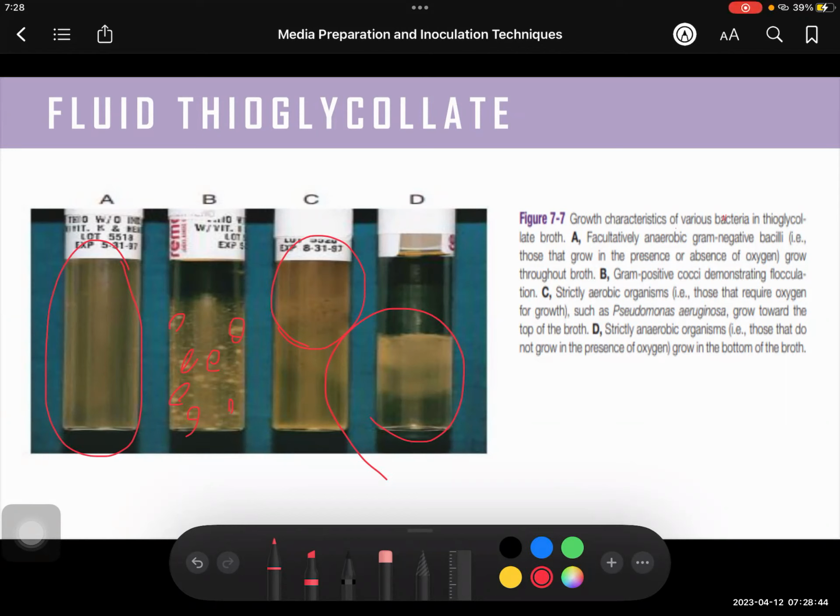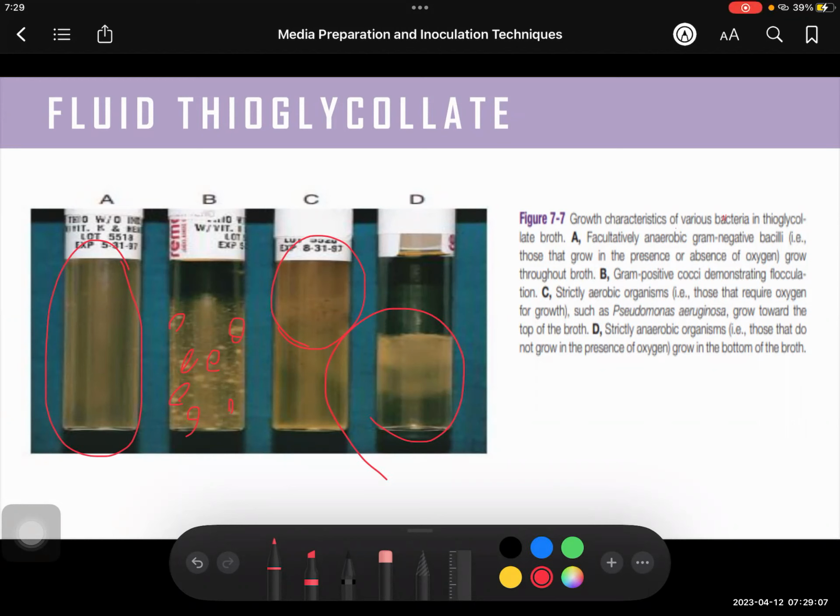Therefore, if the organism is anaerobic, it will tend to grow at the bottom wherein there is little to no oxygen. Okay, it would prefer or tend to grow at the bottom because it has a smaller amount of oxygen. It has better chances of growing there because of the lack of oxygen.